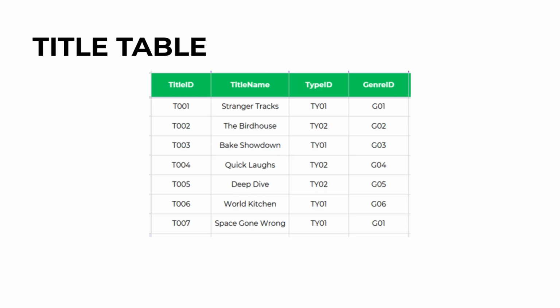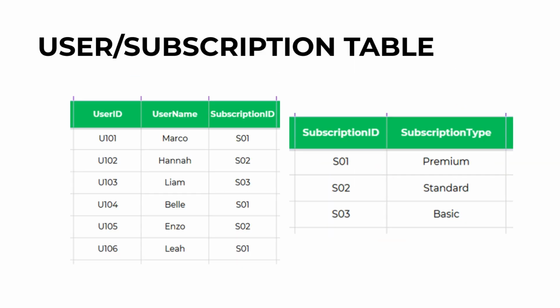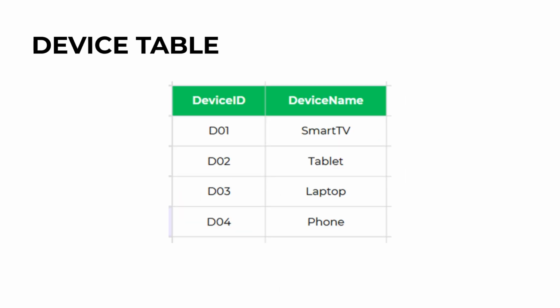Previously, we tackled the transformation of 3NF. For reference, here are the tables for the 3NF. With that in mind, let's proceed to the entity relationship diagram.